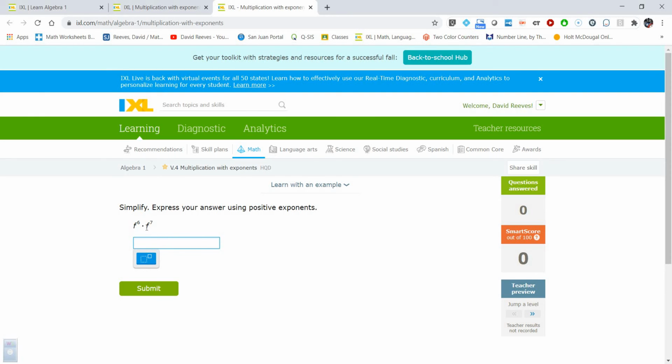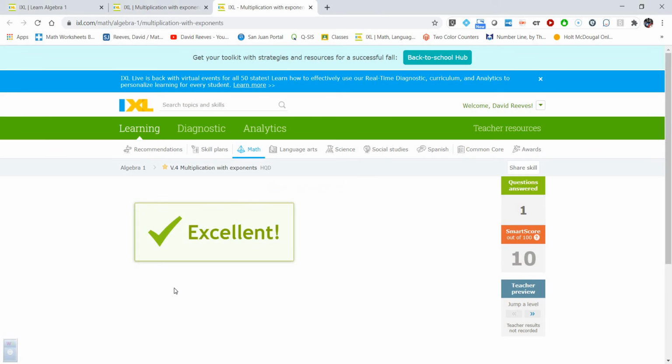Okay, the base is what? The base is f. So this is just like we were doing, except now they've replaced the base with a variable. So I'm going to put an f, and what am I going to do with those exponents? Am I going to multiply them? No way. Subtract, divide, never. I'm going to add them. 6 plus 7 is 13.